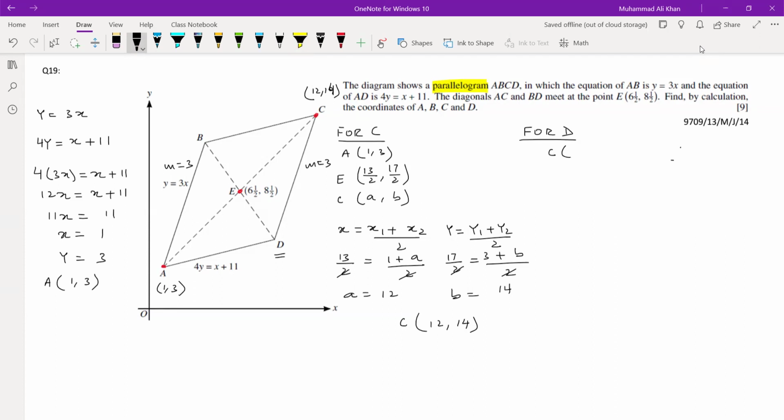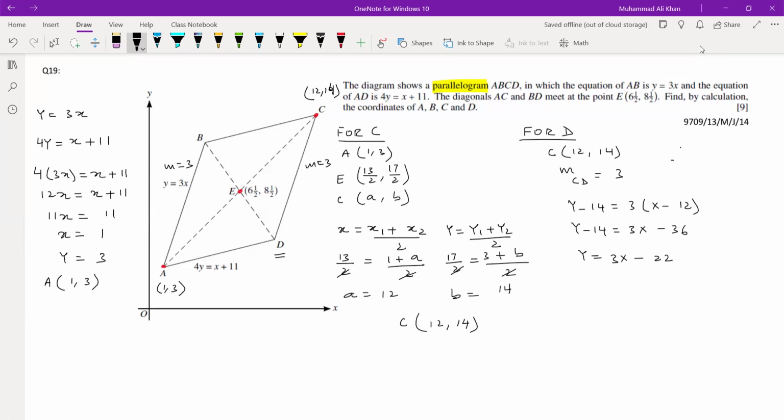The coordinate of C is 12 and 14. And the gradient of line CD is 3. So by using y minus y1 equals to m x minus x1, y minus 14 equals to 3x minus 36. So y equals to 3x minus 36 plus 14 will be 22. So this is the equation of line CD. Any confusion? No.